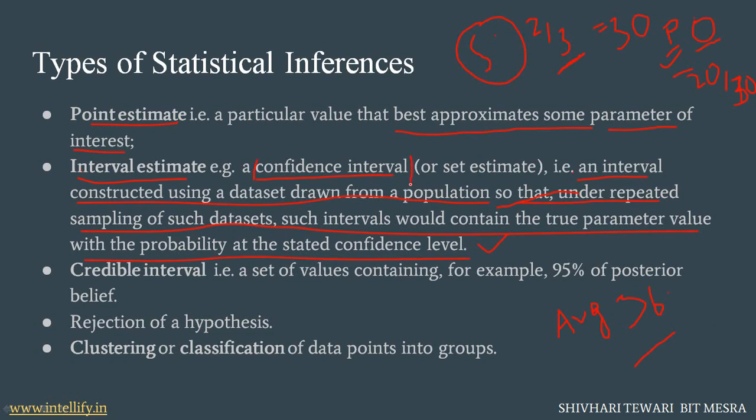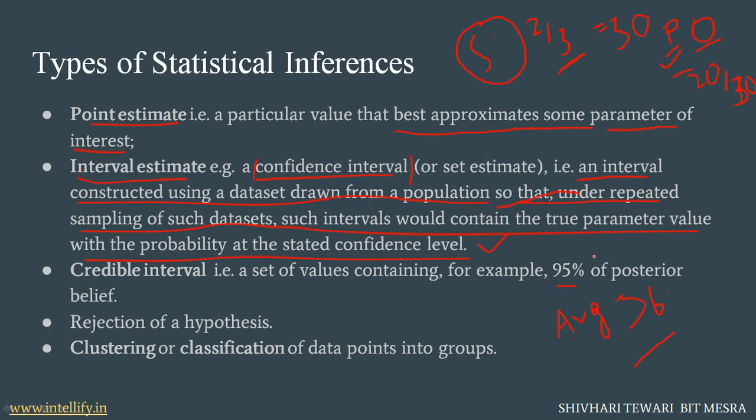After that, there is a credible interval. Now what is a credible interval? The credible interval is a set of values containing, for example, 95% of posterior belief. Posterior means previously happened events. So the credible interval basically gives the result on the basis of previously happened events, and that means it is 95% confident about the upcoming results, which are based on the previously happened events.